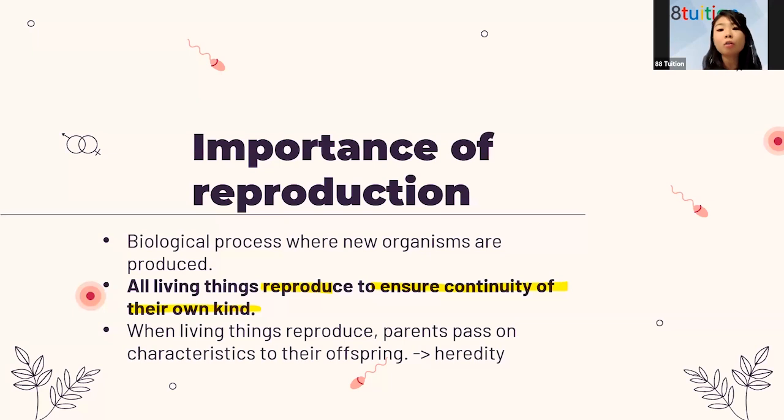So imagine one day if all the chickens suddenly cannot reproduce. Okay, then the entire world will run out of chickens and the entire species will go extinct. Okay, this is why reproduction is important. Now, when living things reproduce, we also touch on the topic of heredity. That was, I think, right before we did plant reproduction, we learned about the family tree. We learned about parents. When they reproduce, they pass on characteristics to their children. Okay, so this is a process known as heredity.